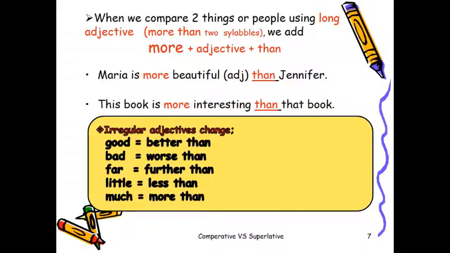Below, there are two examples of sentences in the comparative form by using the long adjectives. More beautiful than gentle. The book is more interesting than that.